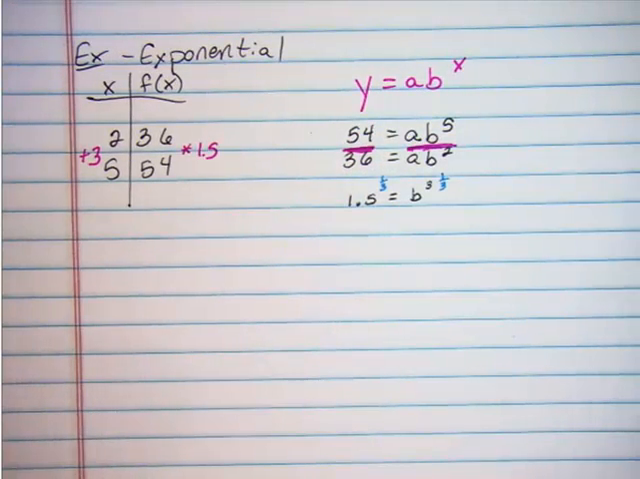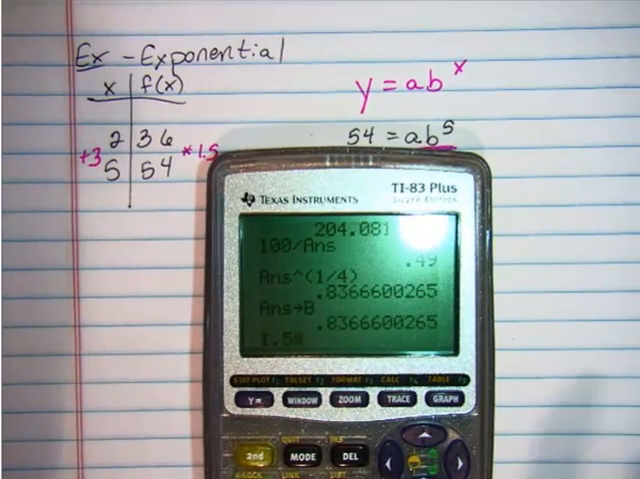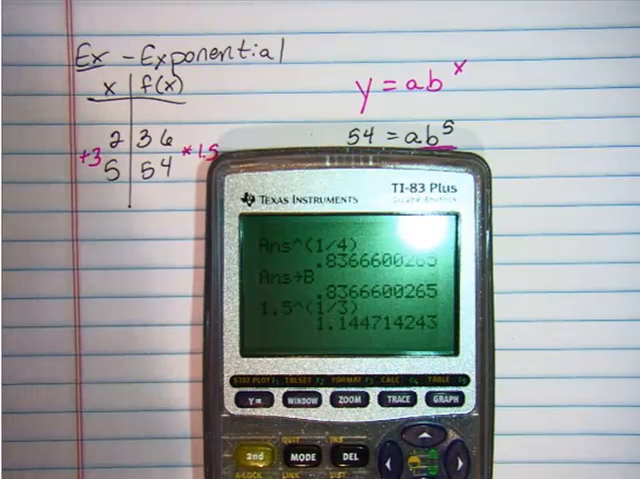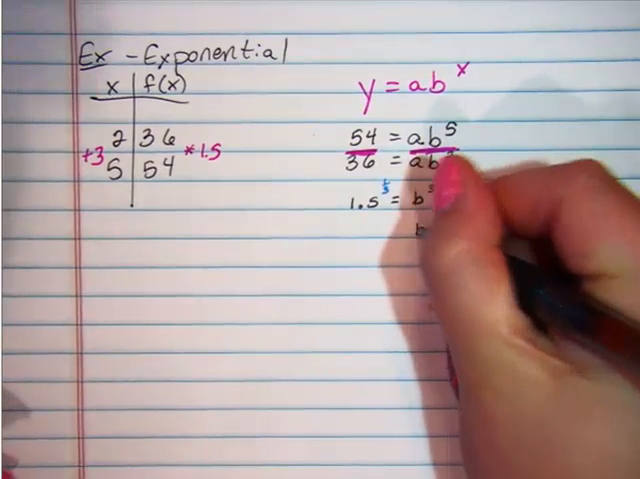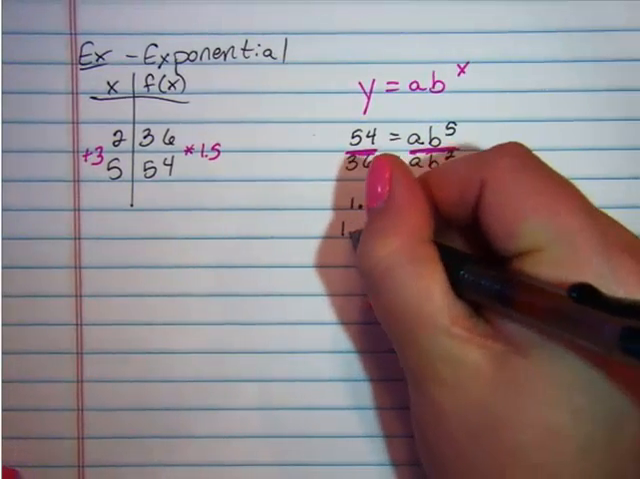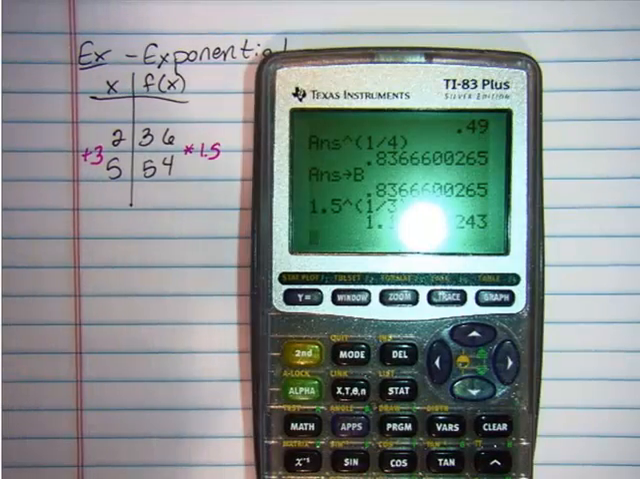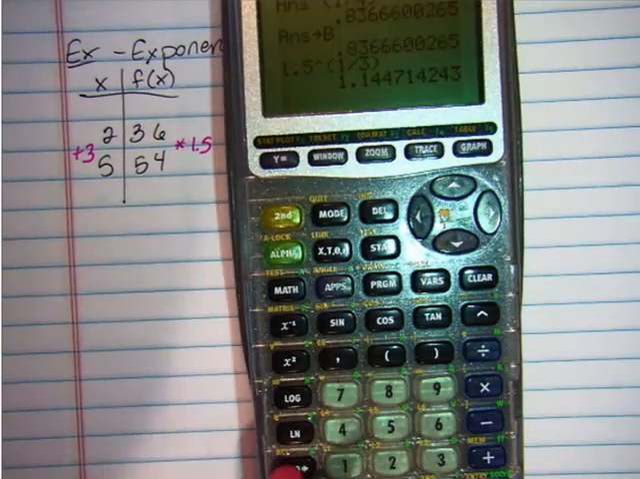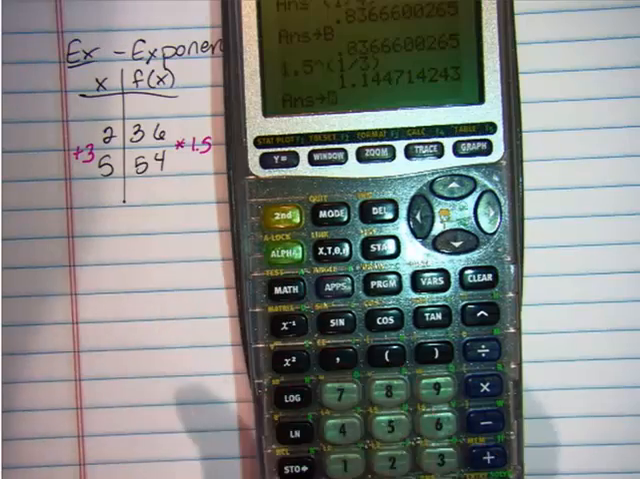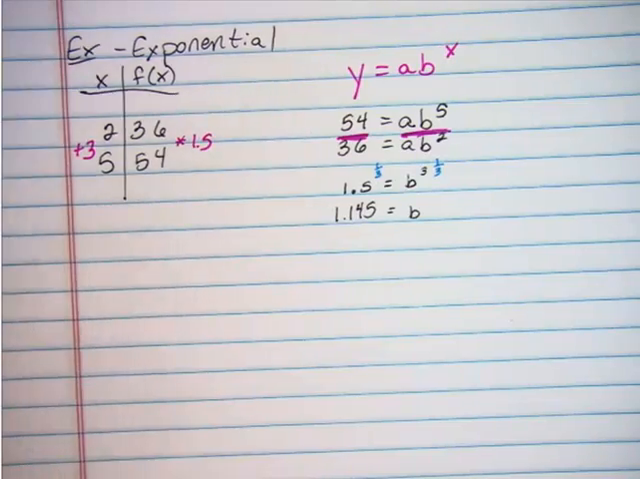So in your calculator, take 1.5 to the 1/3, and I get 1.1447, etc. Not very nice. So b equals 1.145. Now that's b. I'm going to store that. STO, Alpha. We just found b. I'm going to put that under b. Hit enter. You just store right over the top of your values. So there's my b value.